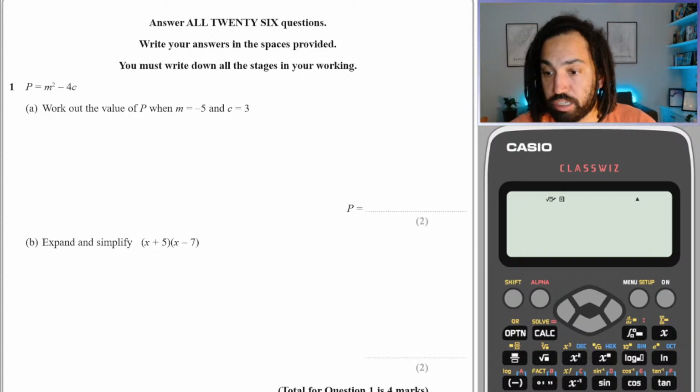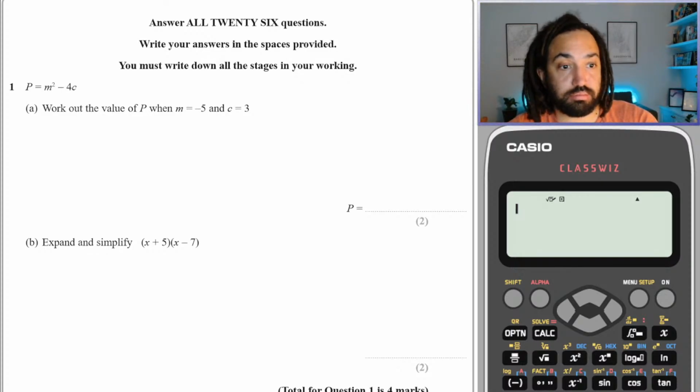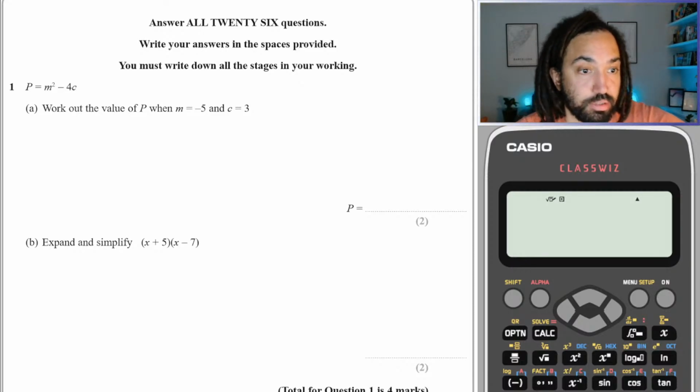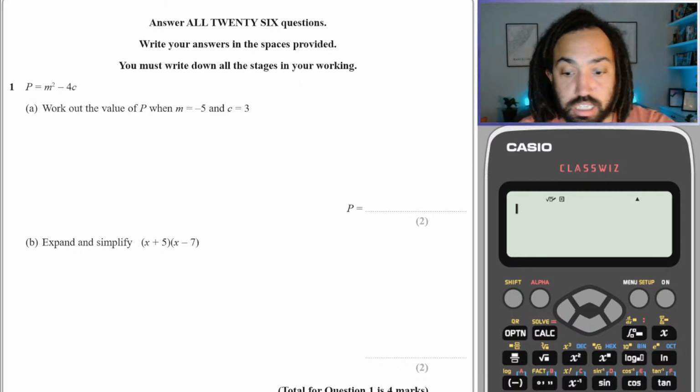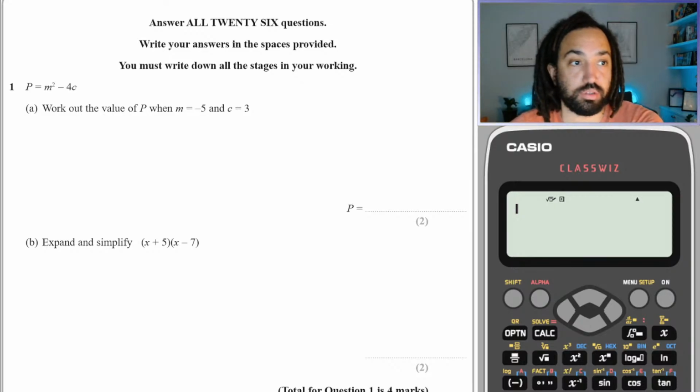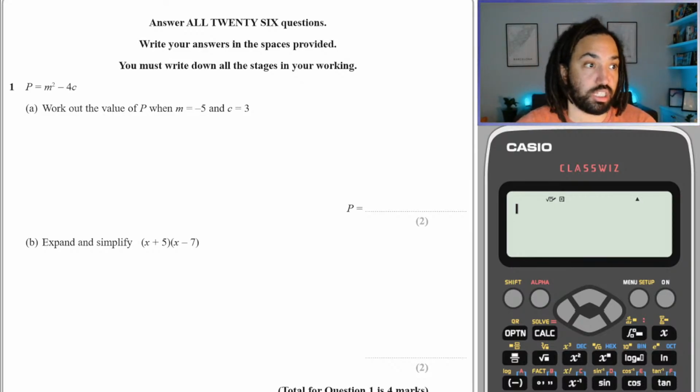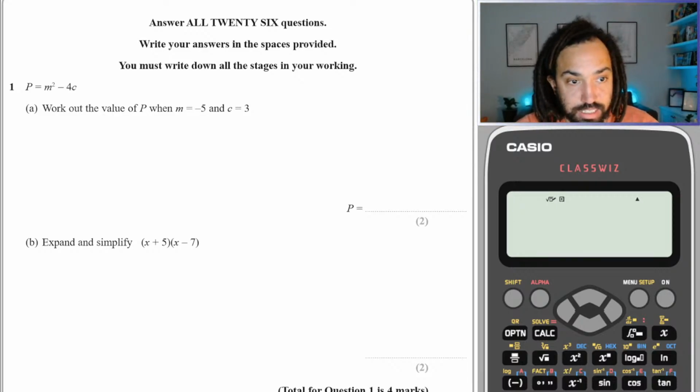Okay, so what we're going to do is we're just going to go through two papers, I think. Unless I hear a massive cry for lots of grade 9 questions, then I'll just chuck as many of those as I can at you.